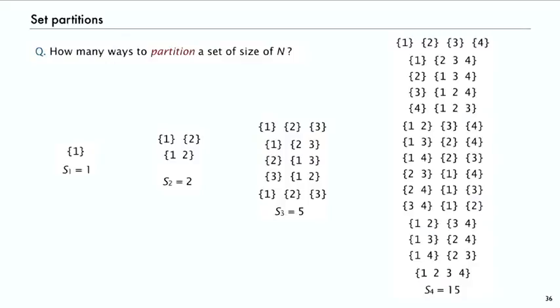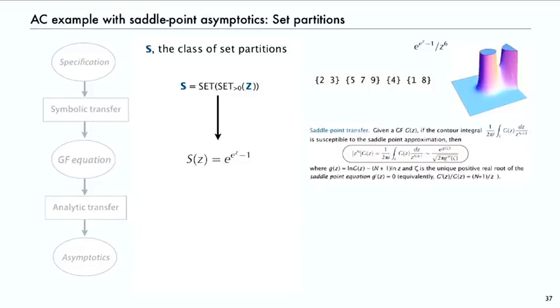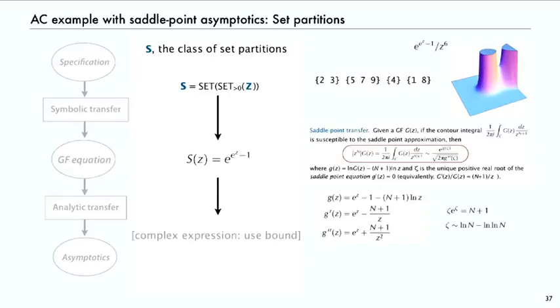Here's another example, set partitions, that we looked at. How many ways are there to partition a set of size n? From the symbolic method, we immediately get e to the e to the z minus 1. That's immediately amenable to saddle point. We start with e to the z minus 1, minus n plus 1 log z. So our saddle point is where zeta e to the zeta equals n plus 1. That's at about log n minus log log n. Now that one you can plug in, but you get a fairly complicated, complex expression.